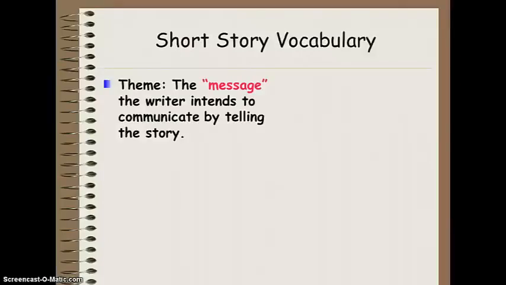Theme. Theme is often one of the most difficult of the elements to understand. It is the message that the writer intends to communicate by telling the story. For example, Beauty and the Beast. The theme might very well have been, don't judge a book by its cover. It's different from the topic. The topic of Beauty and the Beast is there is a lovely young woman who ends up falling in love with a beast. That's the topic. The message that the author of Beauty and the Beast is trying to convey is don't judge a book by its cover.